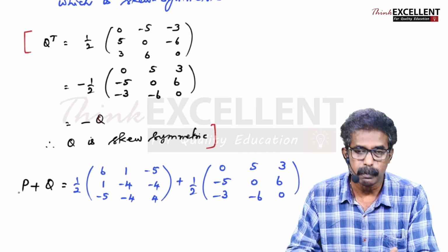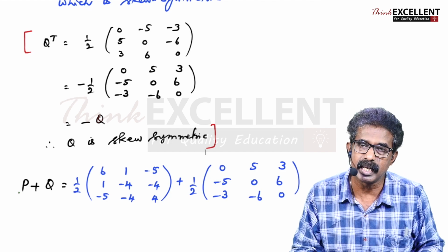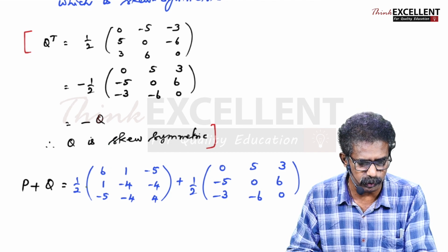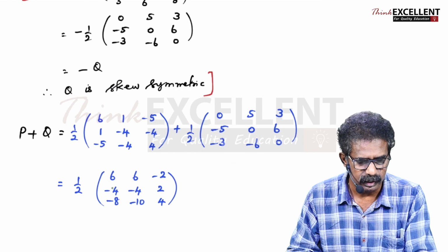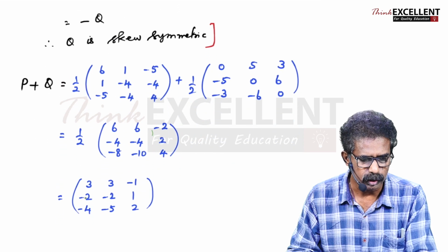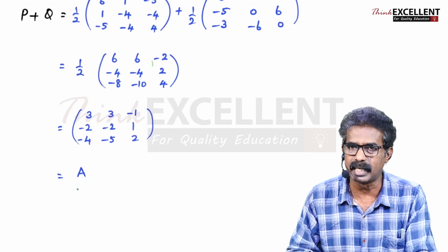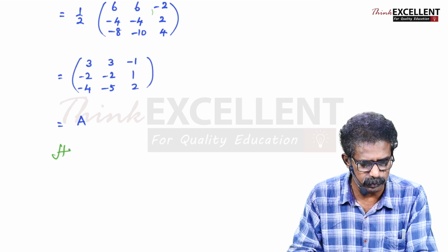Now you find P plus Q. Check whether you are getting A. Definitely you'll get it, right? So P plus Q. Take half outside and add it. Divide every term by 2. You will get the given matrix A. So you can say hence proved.